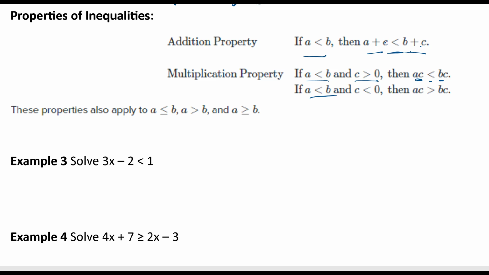But if A is less than B and C is negative, then A times C is greater than B times C. It switches the sign. I mean, think about that. 1 is less than 2. If I multiply both sides by negative 2, negative 2 times 1 is negative 2. Negative 2 times 2 is negative 4. Negative 2 is greater than negative 4. So we multiply both sides by negative 2, and that caused the sign to switch.